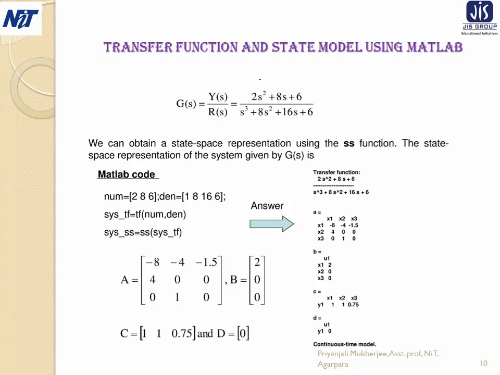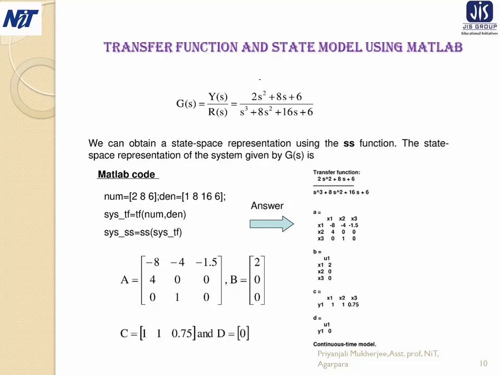Next is the transfer function and state model using the MATLAB code. Here, for an example, one transfer function is given, represented by G(s), which is the ratio of the output Y(s) and the input R(s). This transfer function is given as (2s² + 8s + 6) / (s³ + 8s² + 16s + 6). We can obtain the state space representation by the ss function, and the state space representation of the system can be obtained as follows.